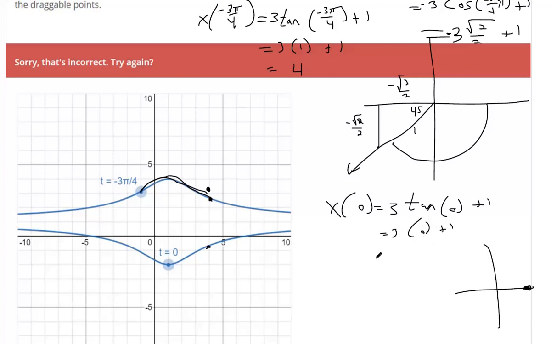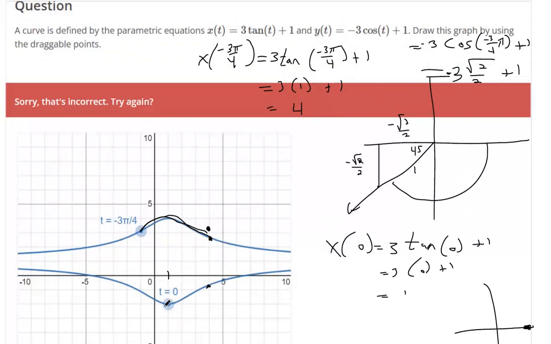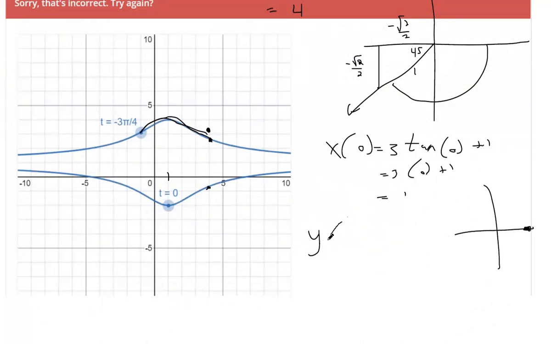So 3 times 0 is 0, 0 plus 1 is 1. So the x coordinate should be 1. It looks like this student has this part correct. At x equals 1, tangent t equals 0, that's correct. Then you want to plug it in to find out what the y coordinate is. If this student has it right, the y coordinate should be negative 2 when we plug it into the equation for y. So if I plug in 0 for the parameter for y, I have negative 3 times cosine of 0 plus 1. Cosine of 0 is 1. Negative 3 times 1 is negative 3. So that makes negative 2. That checks out. This is the correct dot for this one.